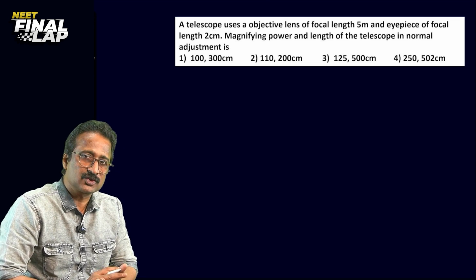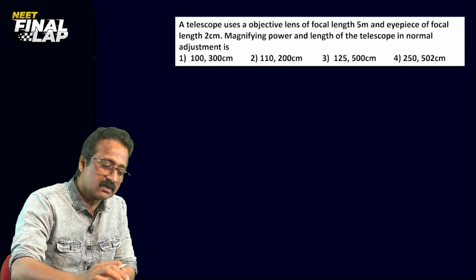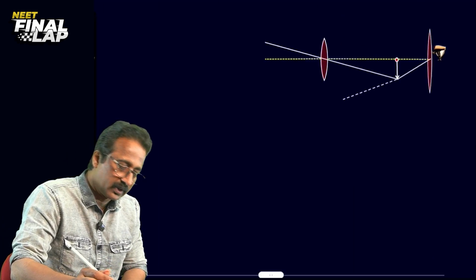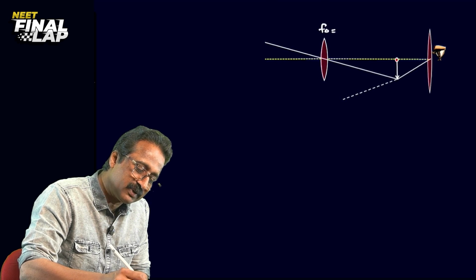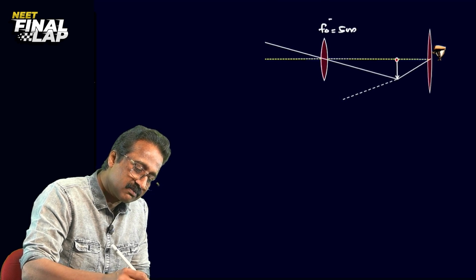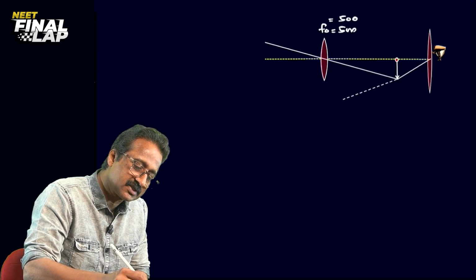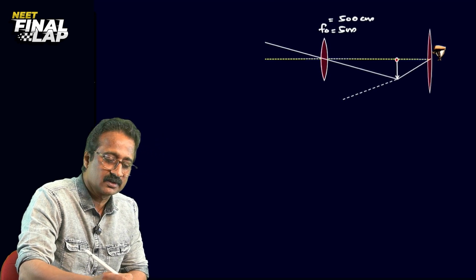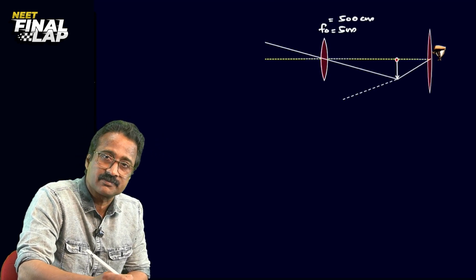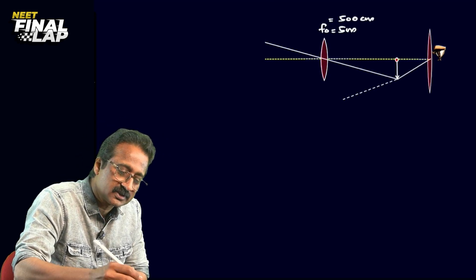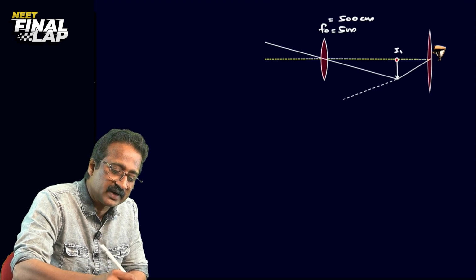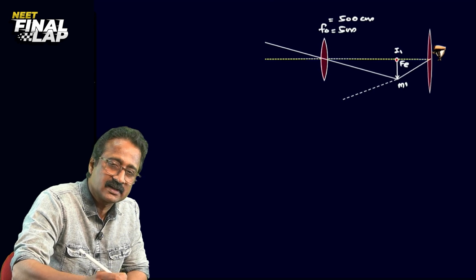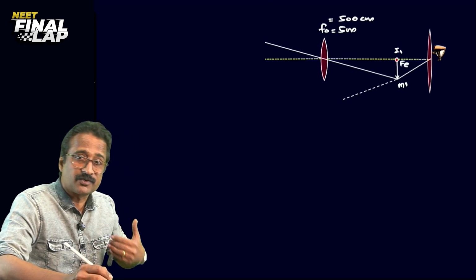Fortunately, the instrument is in normal adjustment, which is very simple, but still, let me explain how it looks like. Given that the focal length of the objective lens is 5 meter, you must be consistent in units because other distances are in centimeters. So I'll make it 500 centimeter. And the instrument is in normal adjustment, so the first image I1 is exactly at the focus of the second lens. That is why the final image is formed at infinity.